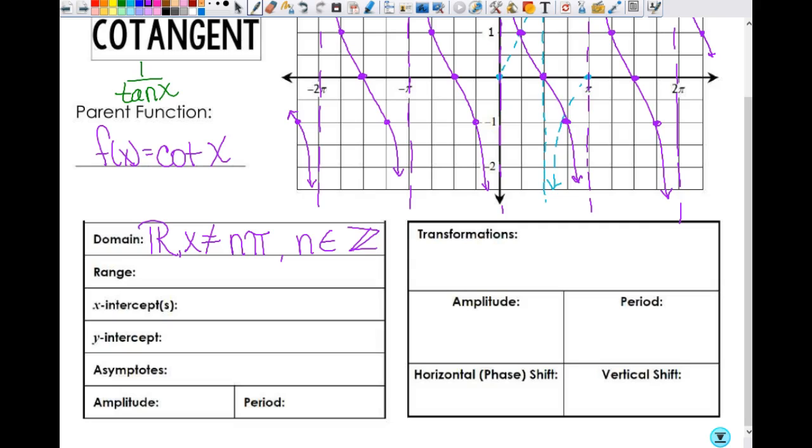What's the range here? Good. Negative infinity to infinity. There's no breaks in it at all. Do you have any x-intercepts? Yes, but we want to call them zeros. Otherwise, we have to have a bunch of ordered pairs, and that'll just be weird. So we're going to call them zeros. And these have to be kind of weird, too. Where's your first 0? Pi halves. And then how far away is the next one? Pi. So it's pi halves, and then every pi after that. So this is where you get pi halves plus n times pi, where n is an element of the integers.